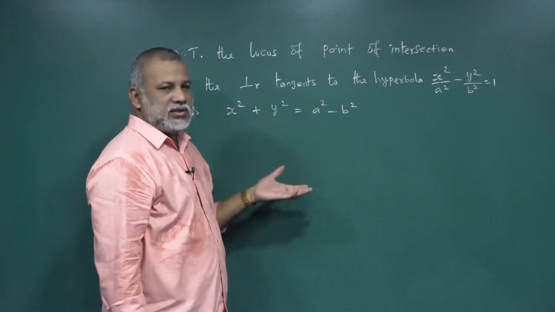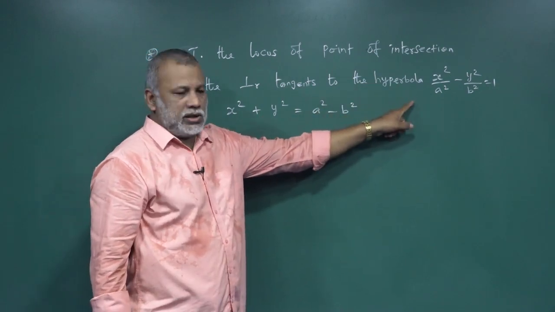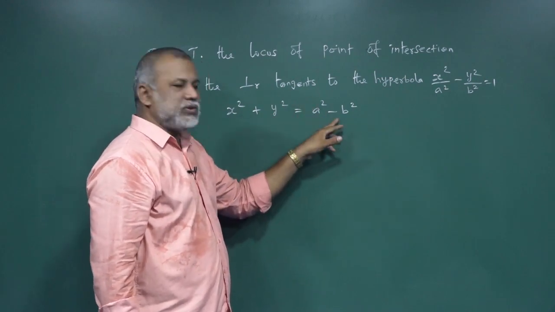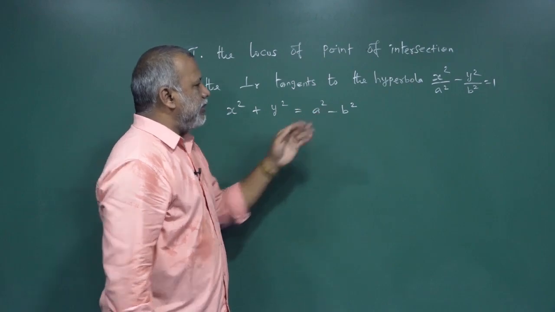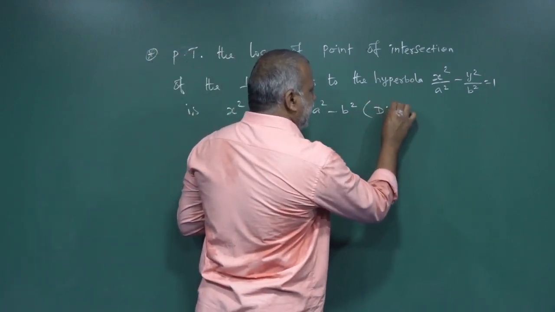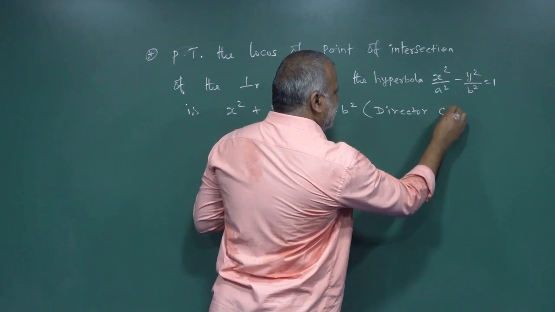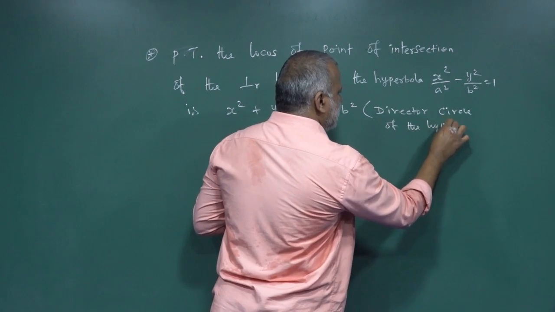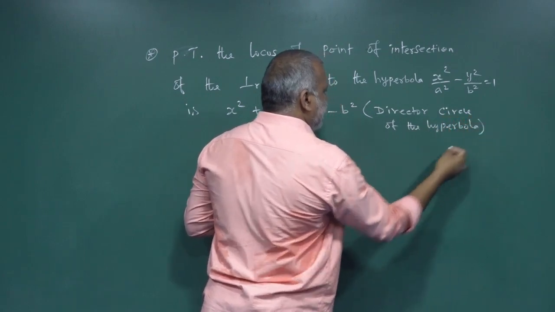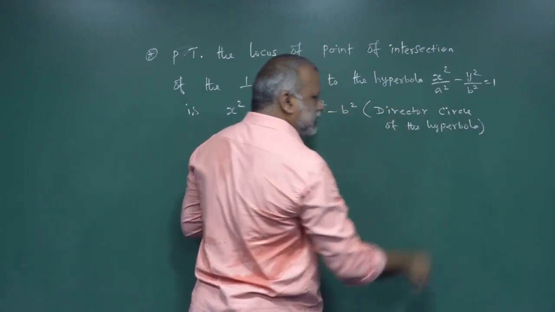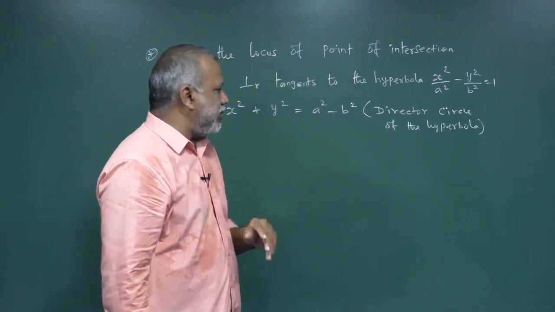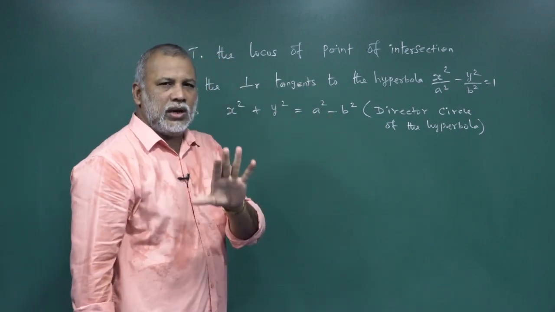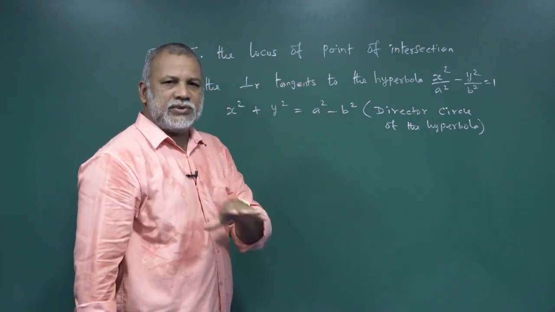See the previous discussion. For an ellipse, we already worked out x squared plus y squared equal to a squared plus b squared. For the hyperbola, it is a squared minus b squared. It is called the director circle of the hyperbola, just as in the previous video we had the director circle of an ellipse. That is the only difference. All other concepts are the same.